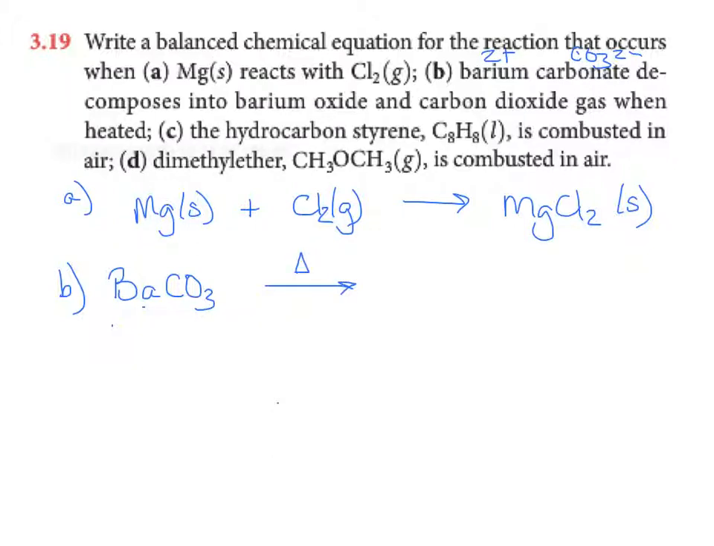I'm going to put a little triangle over my arrow. Why would I do that? What does that indicate? Heat. So you'll see that when there's heat involved in the reaction here, it's going to decompose into barium oxide. So barium oxide, again, is going to have barium in it with that 2 positive charge.